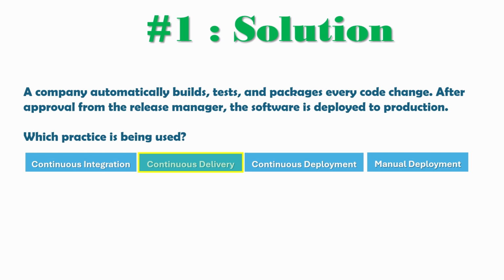The software is always ready for deployment because it has already been built and tested automatically. However, a human decides when it goes to production. So this is the defining characteristic of continuous delivery. If there were no approval step and deployment happened automatically, it would be continuous deployment.